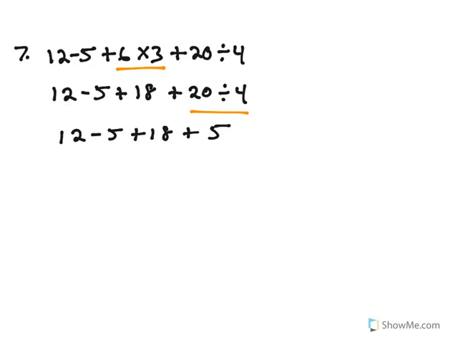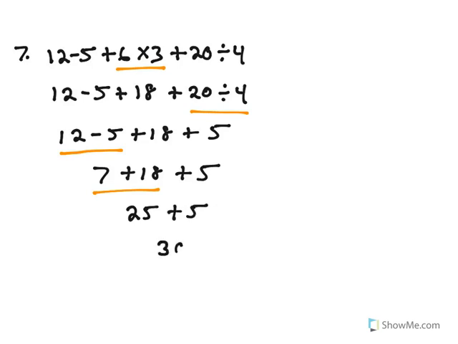And then now when we read it from left to right, we clear all the addition and subtraction, whichever comes first. 12 minus 5 is first. That's going to give me 7 plus 18. And then we go ahead and clear the addition. 7 plus 18, which is 25. And now 25 plus 5 will give me 30. And that's the answer for that.